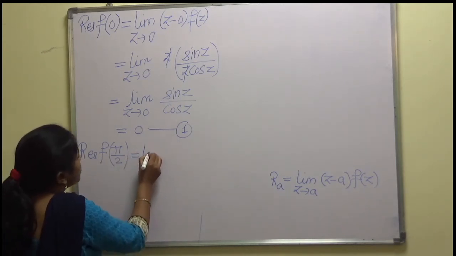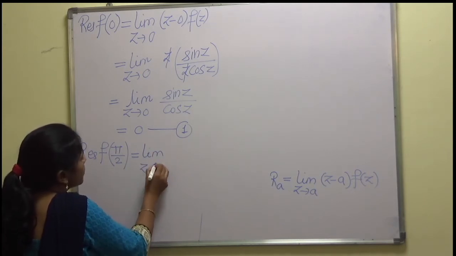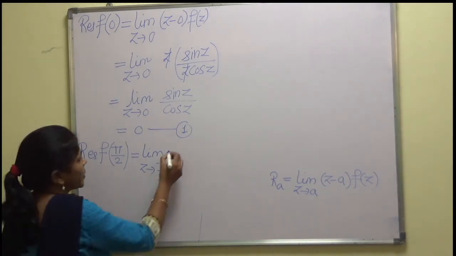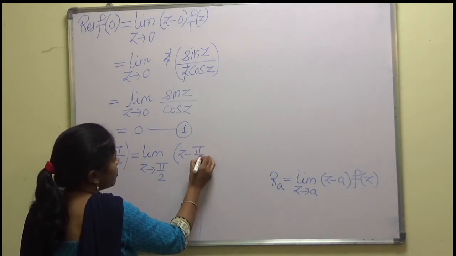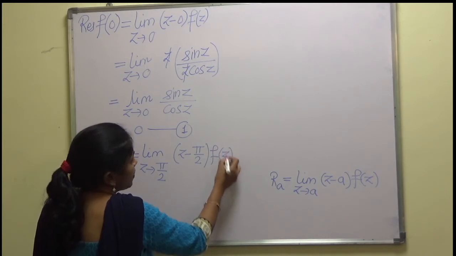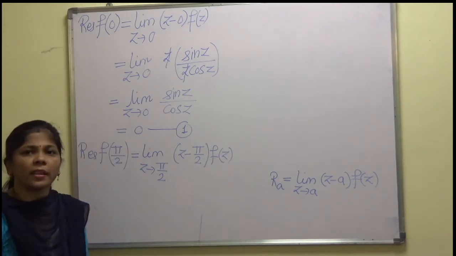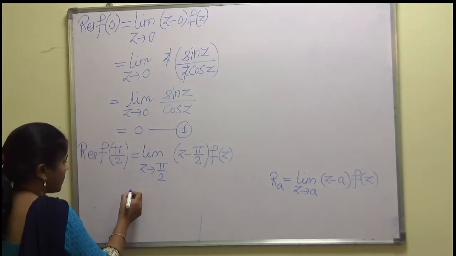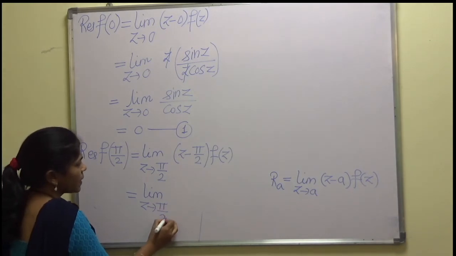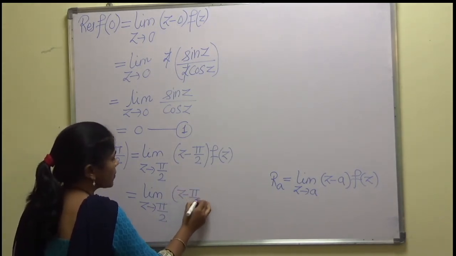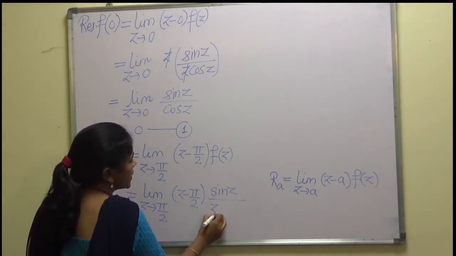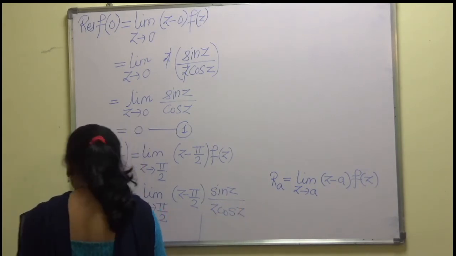So that is equal to limit z tends to pi by 2. At pi by 2 we are evaluating. So z tends to pi by 2, then it is z minus pi by 2, a is here pi by 2 according to this formula, into f of z. And why are we applying this formula? Because all these poles are nothing but simple poles. So we will apply it. Now substitute f of z. So limit z tends to pi by 2, then it is z minus pi by 2 into f of z, which is sin z upon z into cos z. Just substituting this.